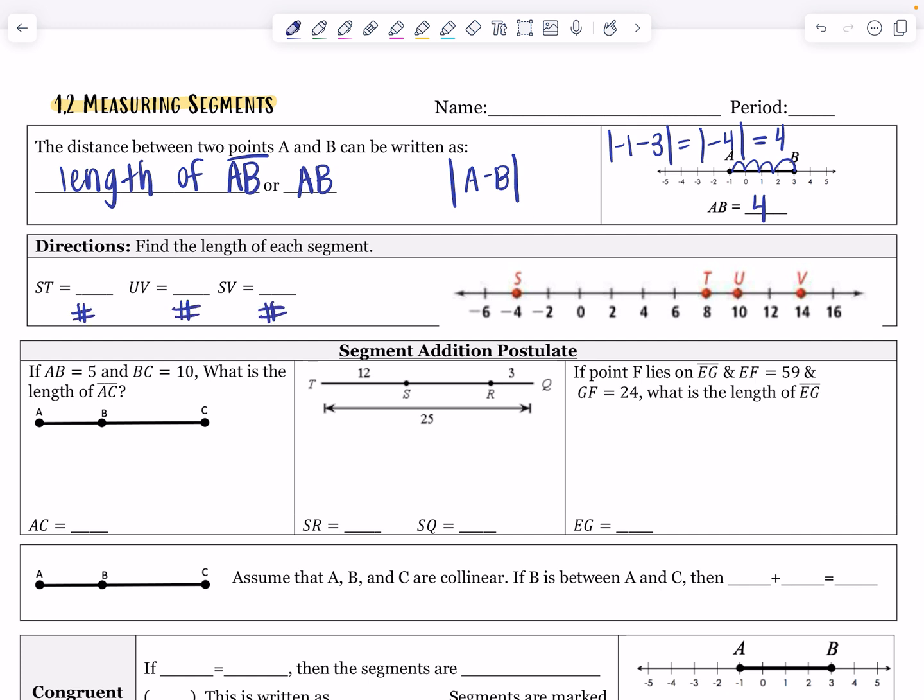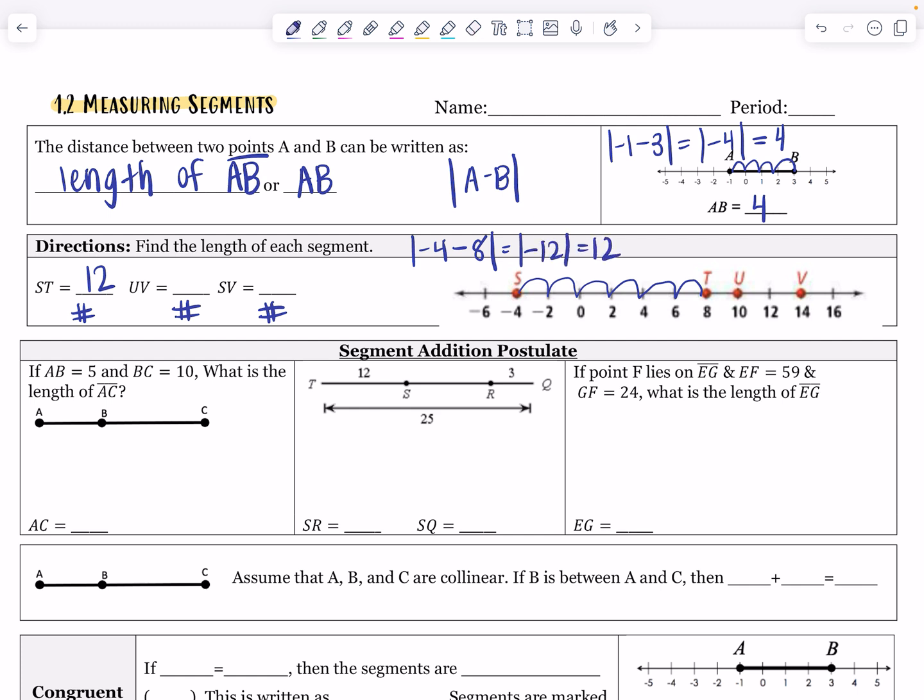So let's find ST. ST goes from -4 all the way up to 8. You can tell this is counting by twos. So 2, 4, 6, 8, 10, 12. Let's think of that numerically. If we wanted to do that with the absolute value, we'd go -4 minus 8. -4 minus 8 is the absolute value of -12, which is in fact equal to 12.